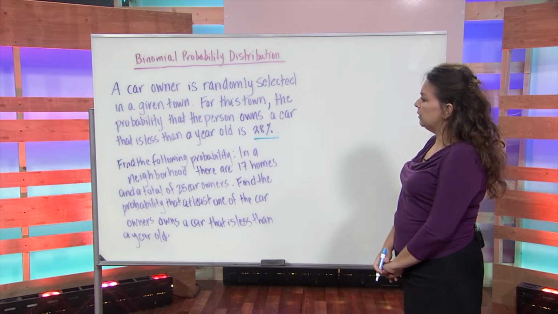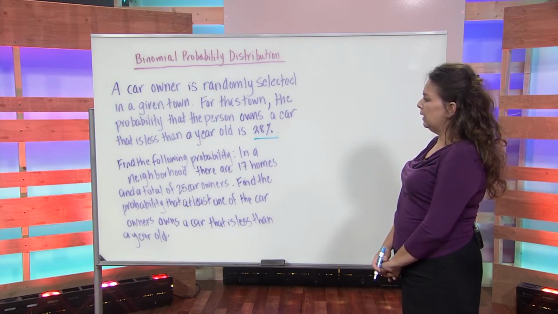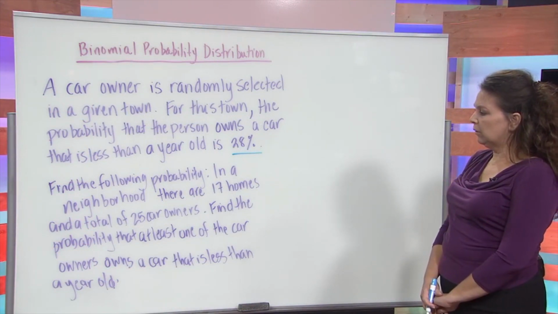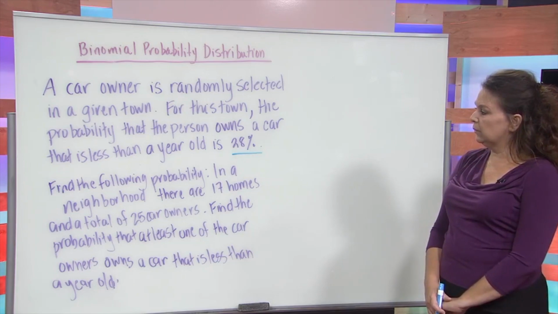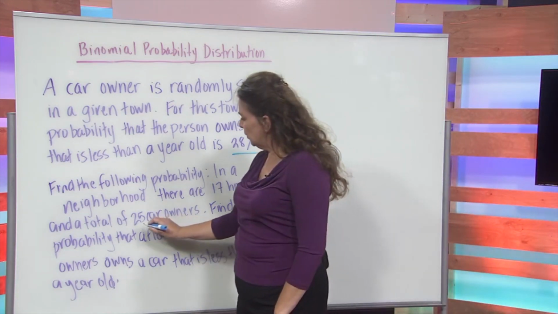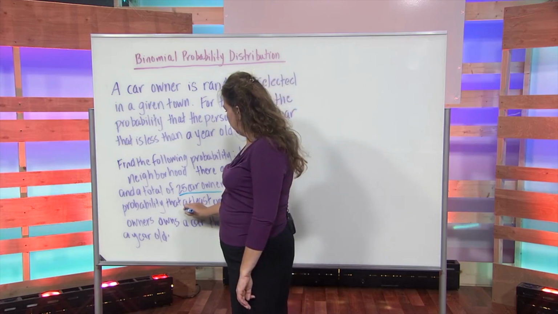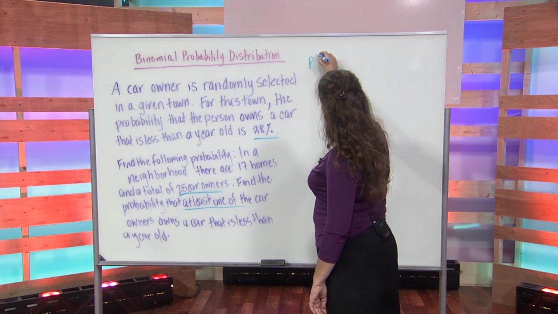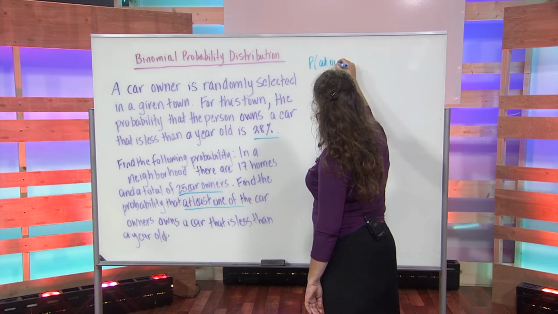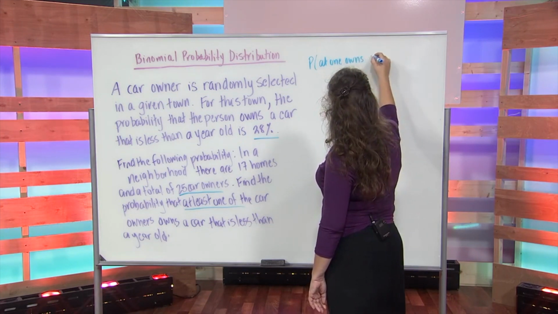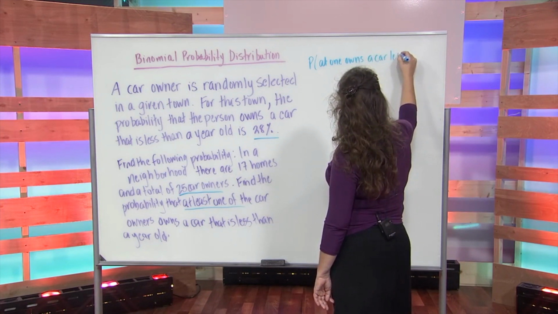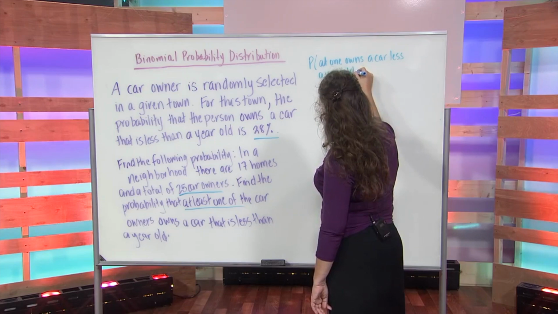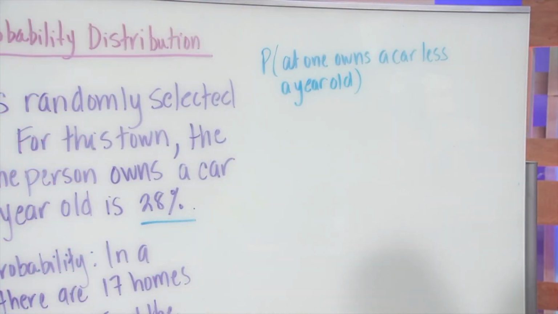We want to find the probability that in a neighborhood where there are 17 homes and a total of 25 car owners, at least one of the car owners owns a car that is less than 1 year old. So this is our total number of car owners here, and we want to find the probability that at least one of them owns a car that is less than 1 year old. That's the probability that we're looking for.